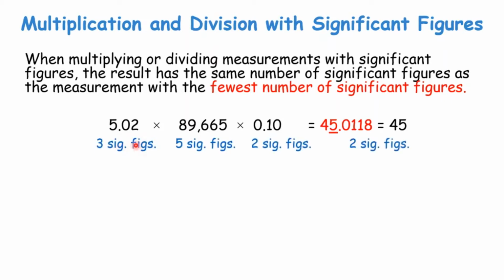5.02, 3 sig figs. This one, 5 sig figs. And this one, 2 sig figs. So therefore, the final answer, we should keep 2, because 2 sig figs is the fewest number of significant figures. So, okay, your calculator will most likely give you 45.0118 or maybe even more digits, but we know we can only keep 2 sig figs.